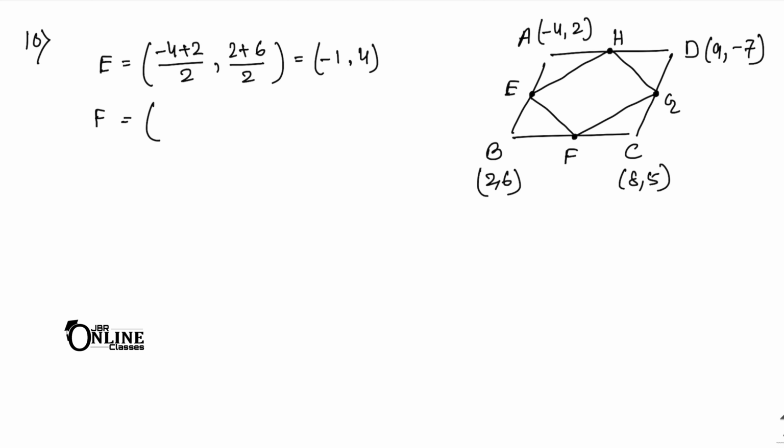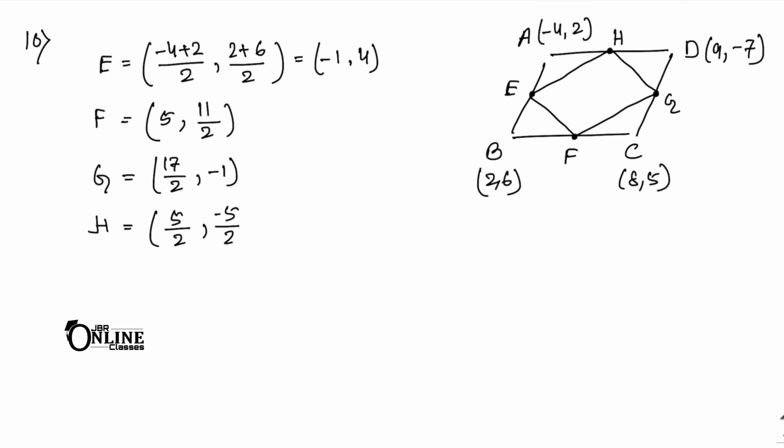So F equal to (2 plus 8)/2, 10 by 2, that means 5. 6 plus 5, it's 11 by 2. Next one, G. G equal to (9 plus 8)/2, it's 17 by 2. And it's (-7 plus 5)/2, that means -2, so it's -1. And the last one, H equal to (4 plus 9)/2, that means 13 by 2. And here -7 plus 2, that is -5, so -5 by 2. Okay, so these are the 4 coordinates of EFGH.